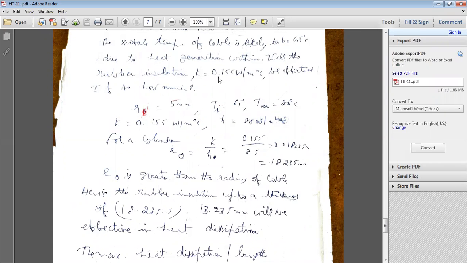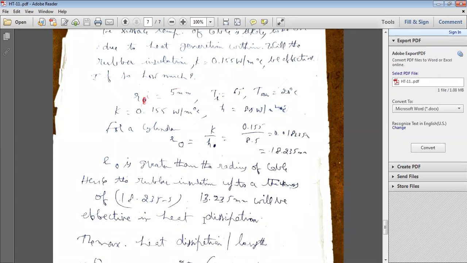So rubber insulation is effective. But if instead of 18 it were 4, it would not be effective. That's why Ro, the outer radius of insulation, is greater than the radius of the cable. Hence, the rubber insulation up to a thickness of 13.235 mm, that is 18.235 minus 5 mm, will be effective in heat dissipation.